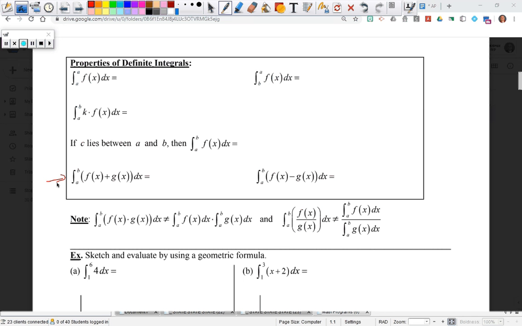First of all, let's read this. Alec, read this for me, please. Integral from a to b. What do you say? F of x plus g of x with respect to x. Perfect. That's exactly how you say it. The integral from a to b of f of x plus g of x with respect to x.